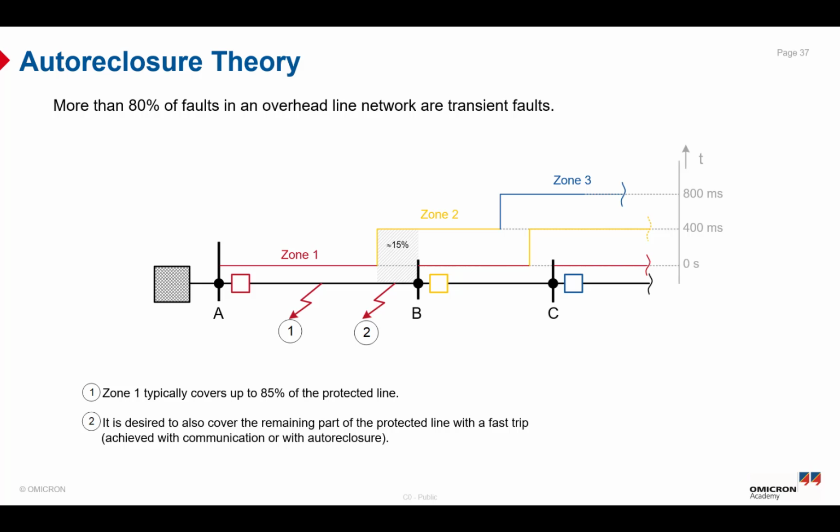So we have two options to cover the remaining part. Option number one can be achieved by using communication with the relay at the remote end, such as teleprotection communication schemes and so on. Option number two is to use the relay with the AR function to quickly switch on the line, so an overreach or non-selective tripping is acceptable. It can be done using the AR function, and that's what we will explain in the following slides.